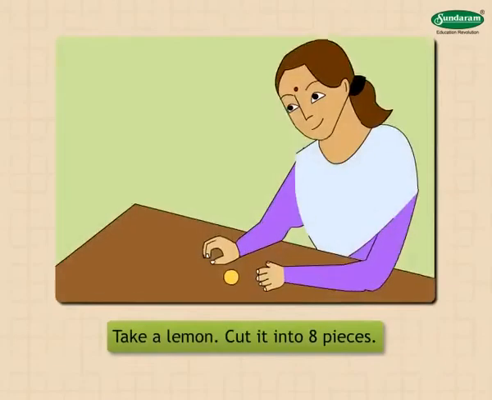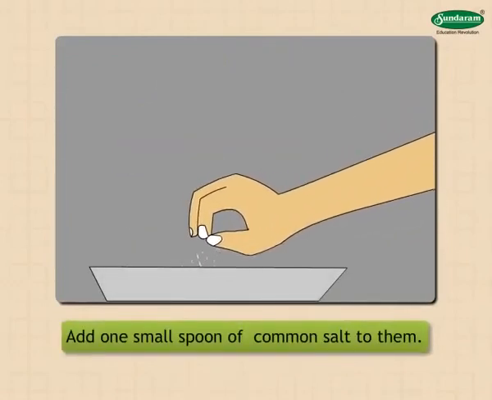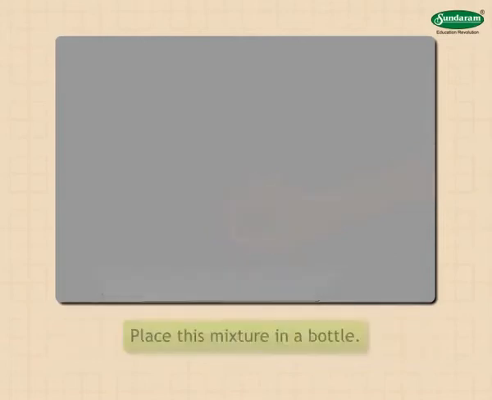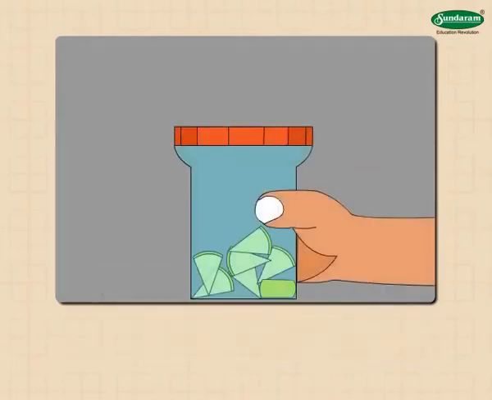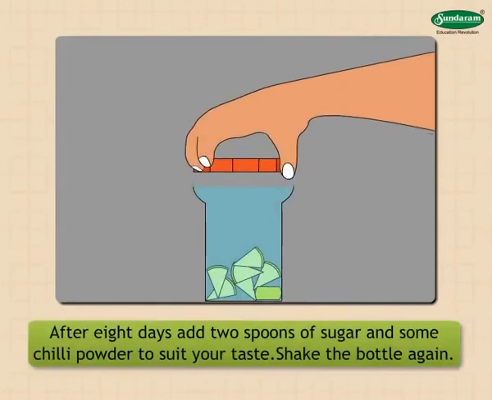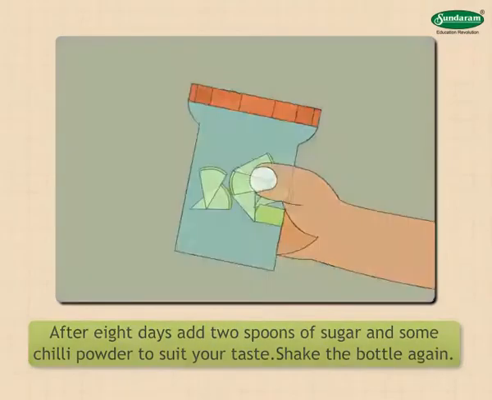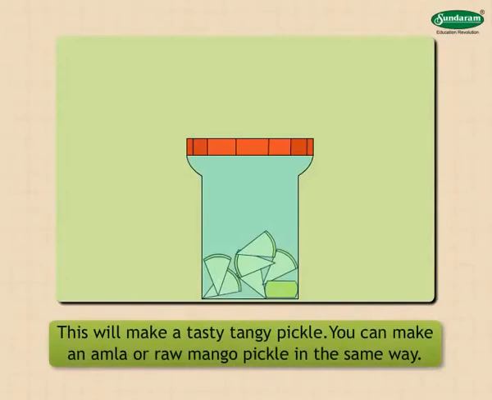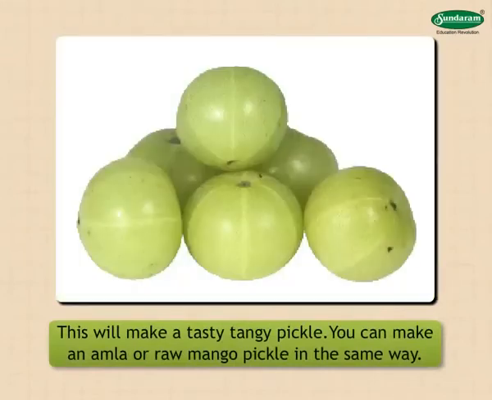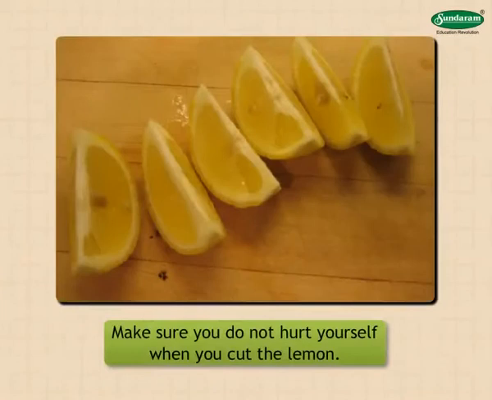Try this. Take a lemon, cut it into 8 pieces. Add 1 small spoon of common salt to them. Place this mixture in a bottle. Shake it well and place it inside. After 8 days, add 2 spoons of sugar and some chili powder to suit your taste. Shake the bottle again. This will make a tasty tangy pickle. You can make an amla or raw mango pickle in the same way. Make sure you do not hurt yourself when you cut the lemon.